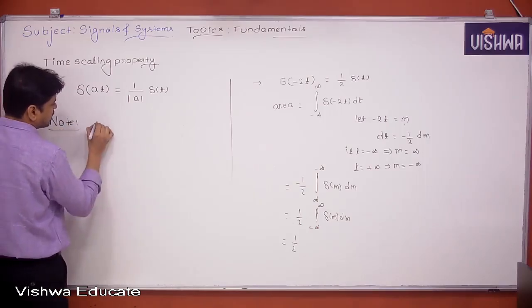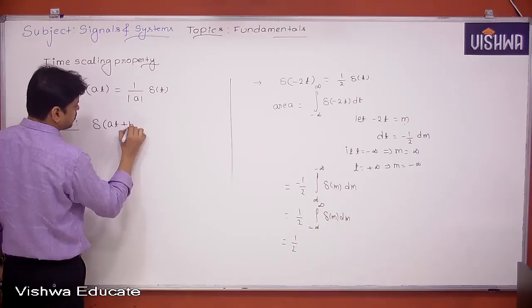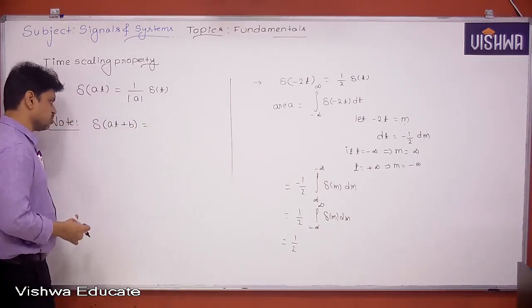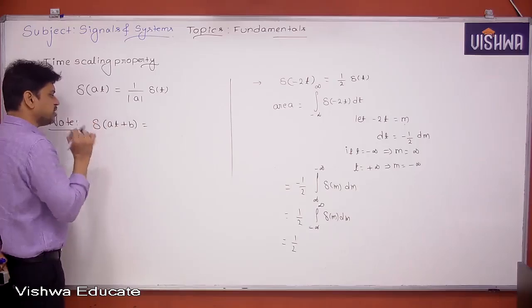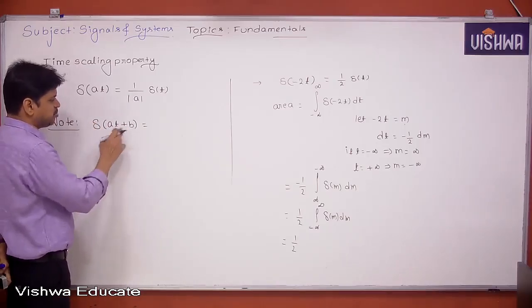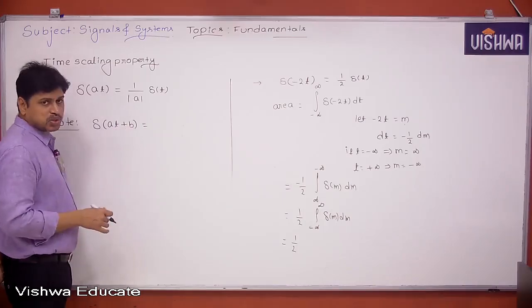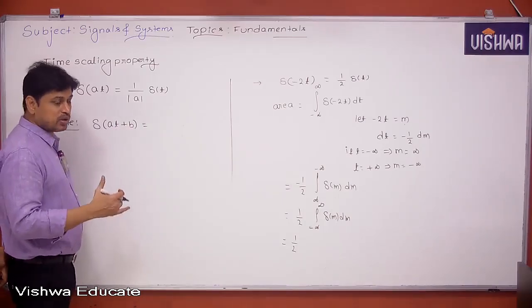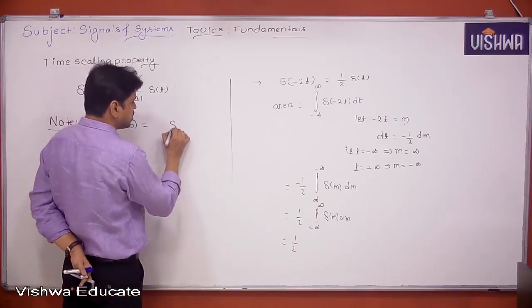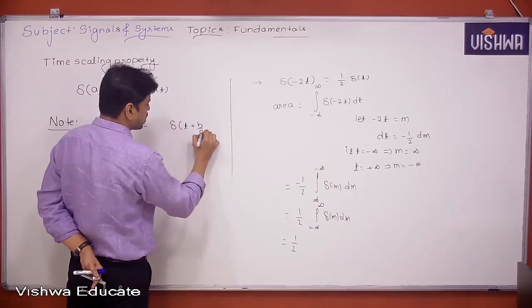If they have given delta a t plus b, what is this going to be? Obviously, let's say one more point. Where this impulse function exists, the argument has to be 0: a t plus b is equal to 0, so t is equal to minus b by a. So it is existing at t is equal to minus b by a. So an impulse function existing at t is equal to minus b by a can be written as delta of t plus b by a. Okay, no problem.